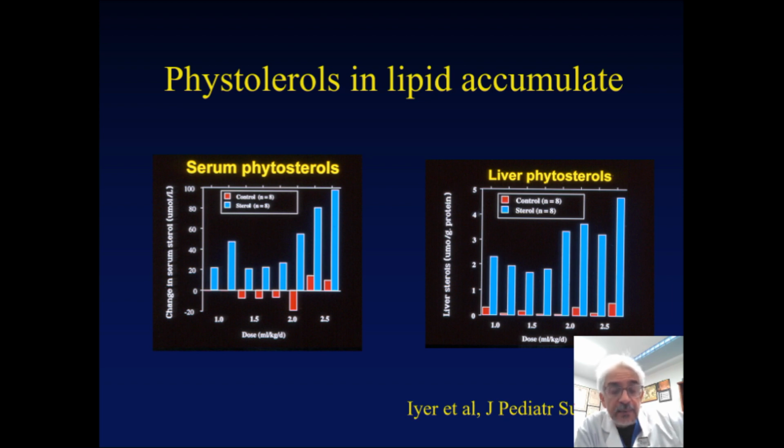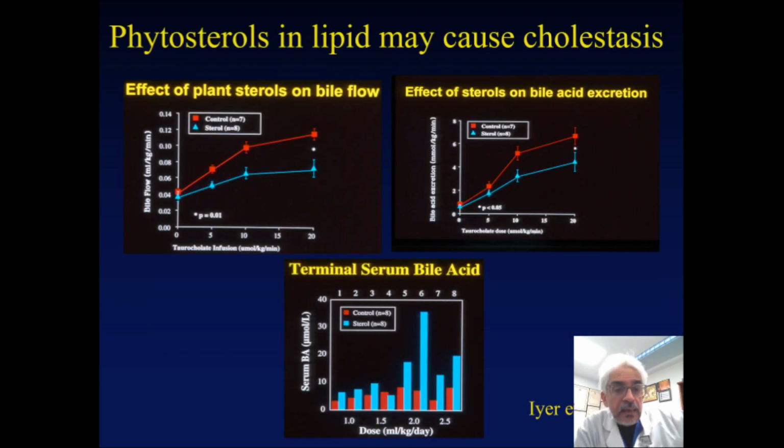And interestingly, this finding has now just recently been shown in humans. And in our terminal studies at 7 days, it appeared that the steroid-treated piglets had inhibition of bile flow and bile acid excretion, i.e. cholestasis.